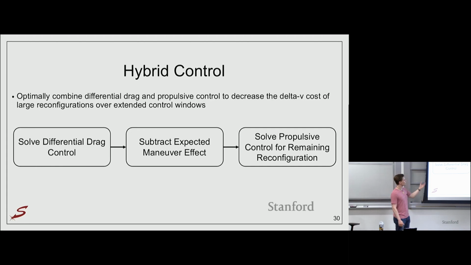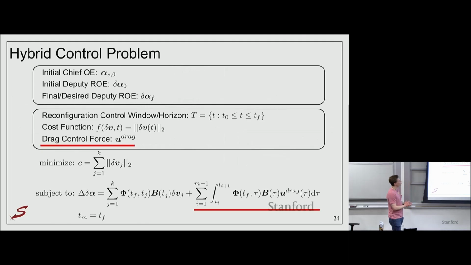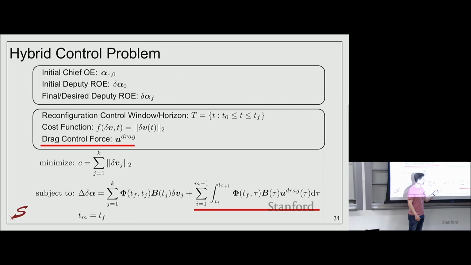We can do this by solving differential drag control, figuring out what differential drag's effect is going to be, and then solving a reduced propulsive control problem, and thereby reducing the propulsive cost, assuming we've done this optimally. We can then create a hybrid control problem that's simply an augmented version of the control problem we had before, where we have all the same parameters as before, but now we have this drag control force, and we can simply append this drag control force to the dynamic constraint.